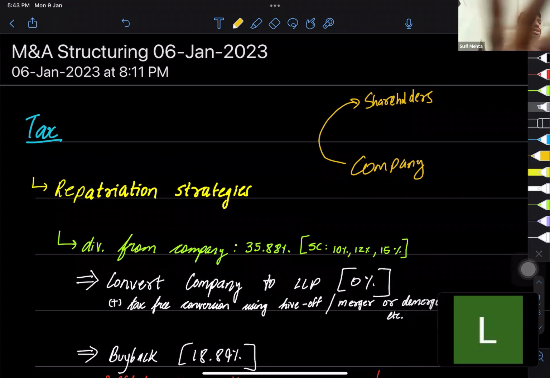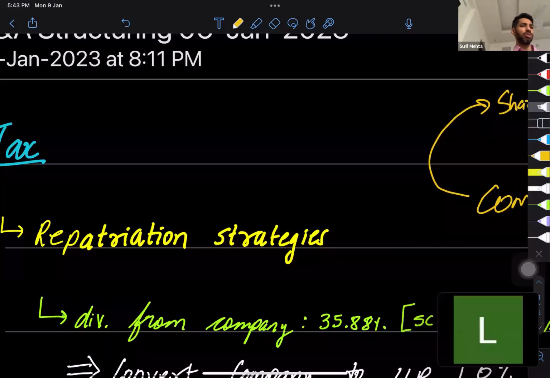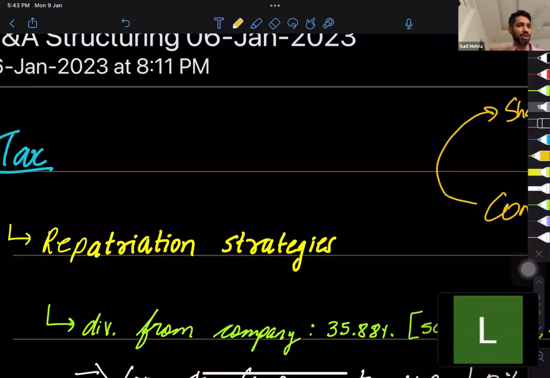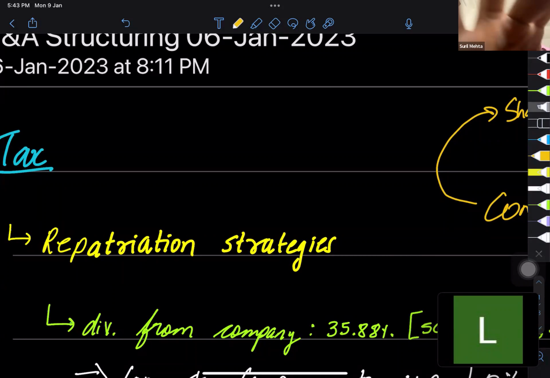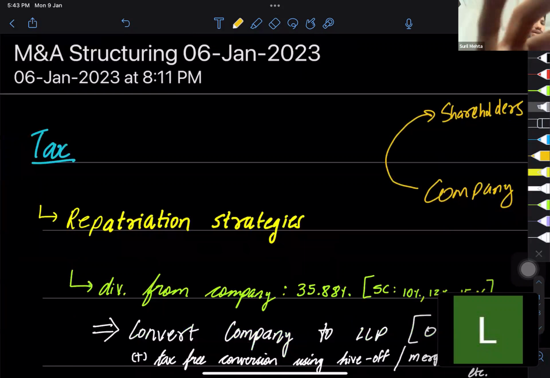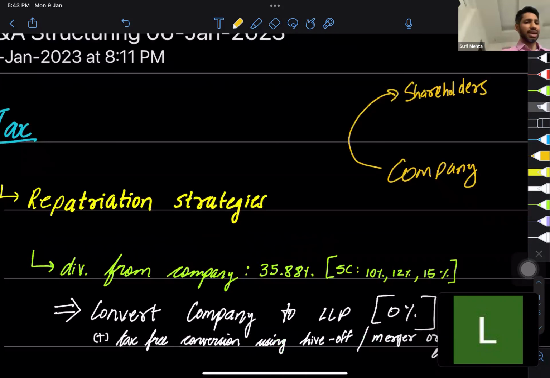Right? So as you are all aware, dividend from a company is subject to tax. The highest tax rate is 35.88%, which is pretty expensive. So the strategy is how do you bring the money from the company to the shareholders in a much cheaper, tax optimized manner. One of the strategies is that a company can be converted to LLP. The advantage is that in case of LLP, it's known as partners, not shareholders. So on distribution of profits by an LLP to its partners, the tax rate is 0%.